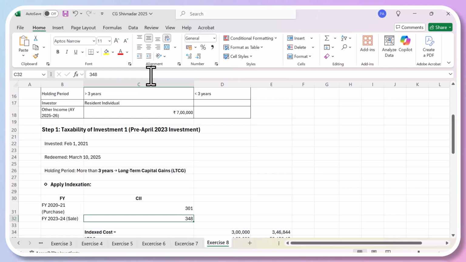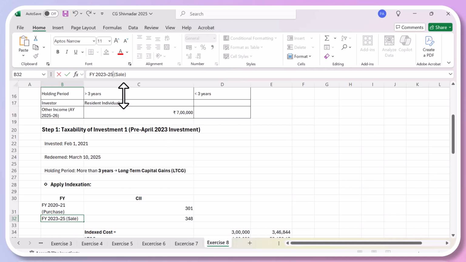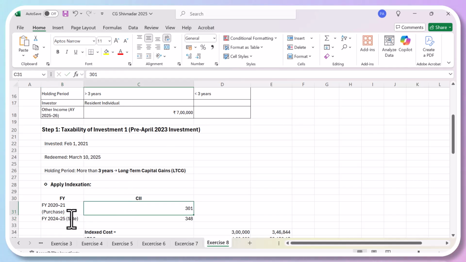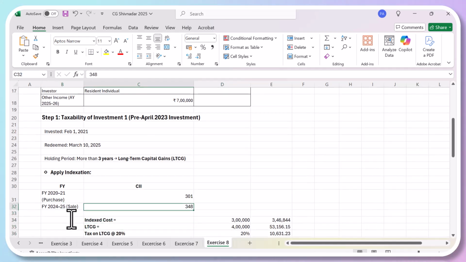So the CII is given 301 and 348. At the time when you purchase, it was this, and at sale, it is 2000. Here also you can just make it 25. Okay. And make it 24 here. Okay. Fine. So this is 24, 25 and 348 and this thing. Okay. Fine. So this was sold in 24, 25 and bought in 2020, 21. Okay. Here also you have to make a change to 24, but I'll send you the latest version. Okay. Fine. So 348.